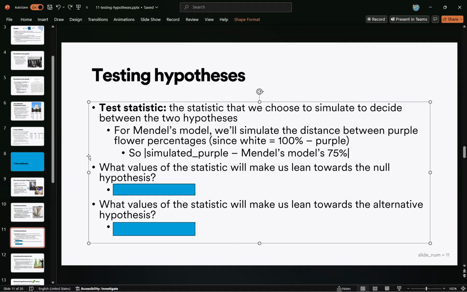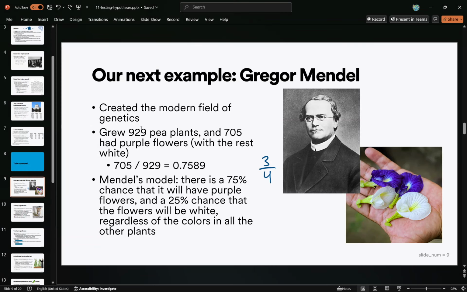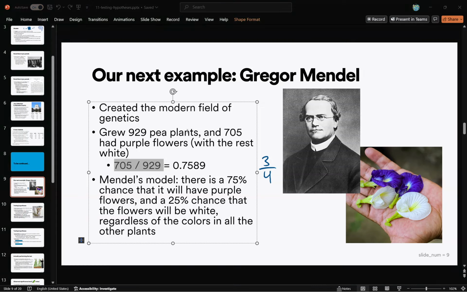So, for example, this is what happened. This is like our statistic that we observed in practice. Let's go back to his flowers. So it was 705 out of 929 that he actually grew were purple. And what we're going to do is to calculate a statistic based on this, like how close was this to 75%? Because it's not exactly, right? It's not exactly that.